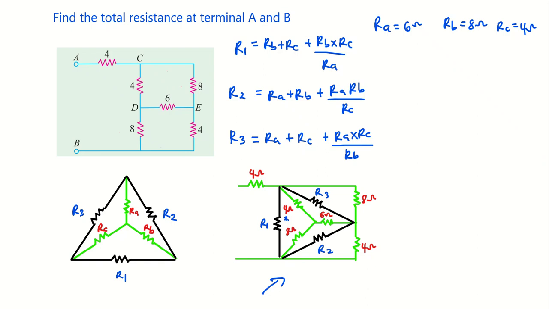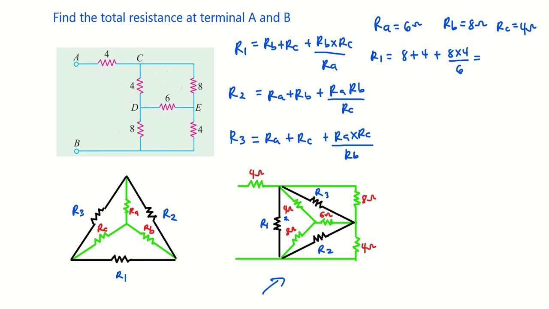So now let's find R1. R1 will be equal to RB, which will be 8, plus RC, that's 8 plus 4, plus 8 times 4 divided by RA, which is what, 6, right? So let's simplify this and see what we are going to get.